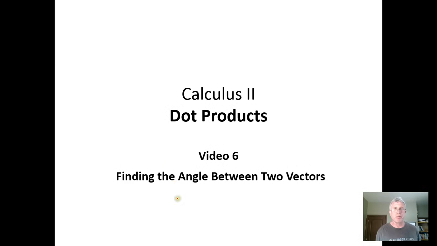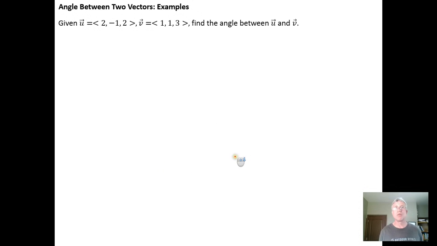So in this video we're going to find the angle between two given vectors. It says, given that u equals 2, negative 1, 2 and v equals 1, 1, 3, find the angle between u and v. So what we'll do, we'll draw a picture for fun. Here's u, here's v. We're trying to find this guy right here, the angle between the two vectors.